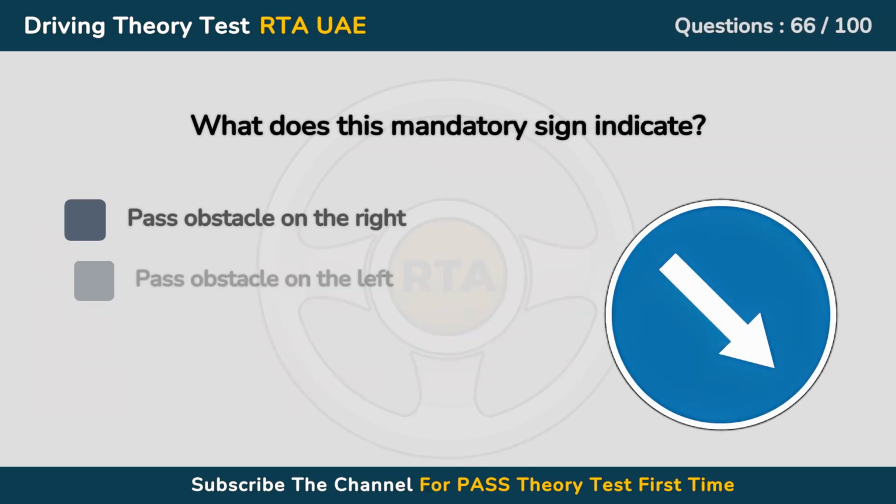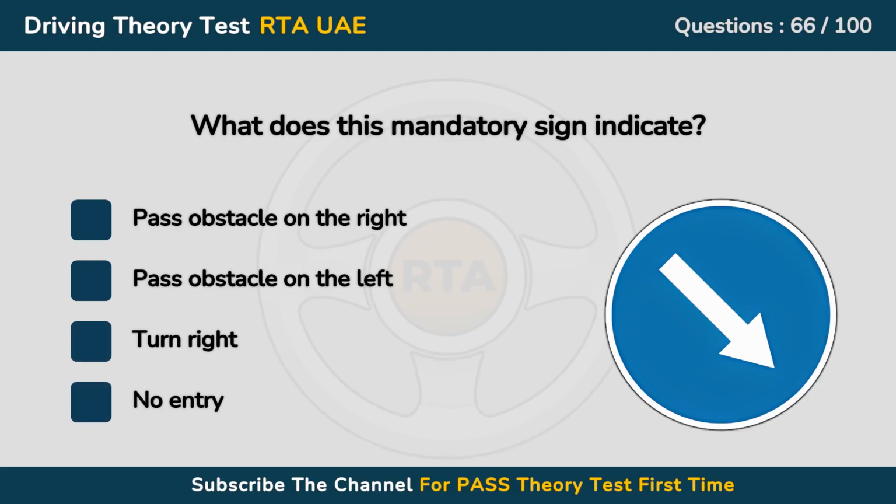Question 66. What does this mandatory sign indicate? A. Pass obstacle on the right. B. Pass obstacle on the left. C. Turn right. D. No entry.